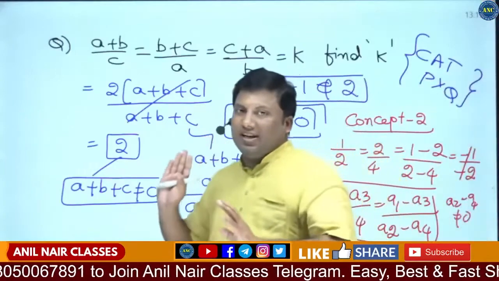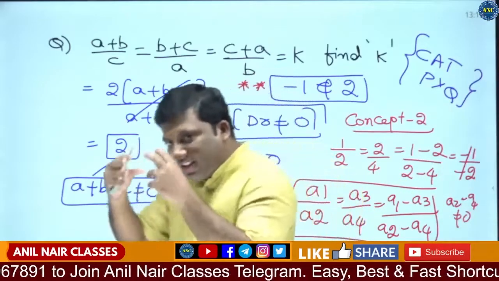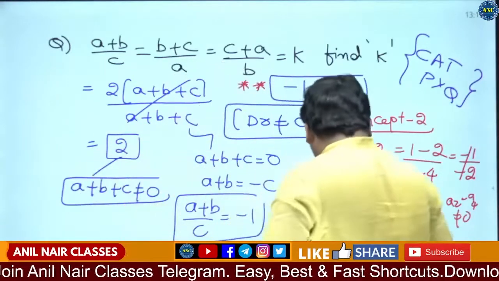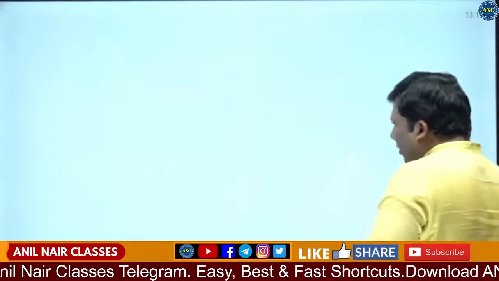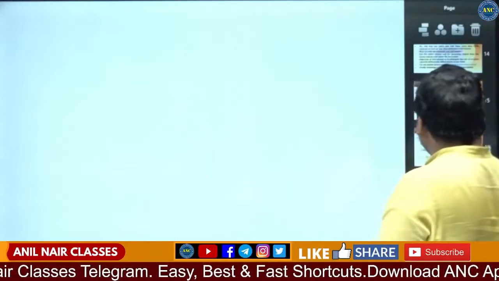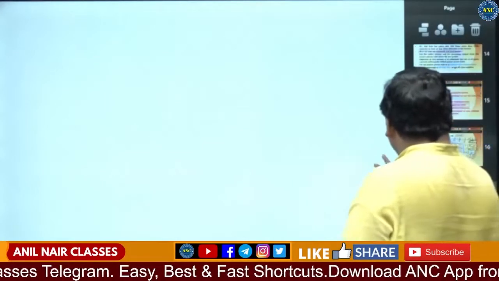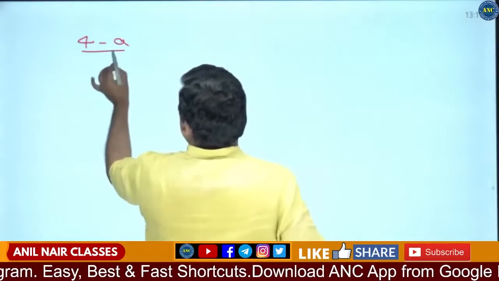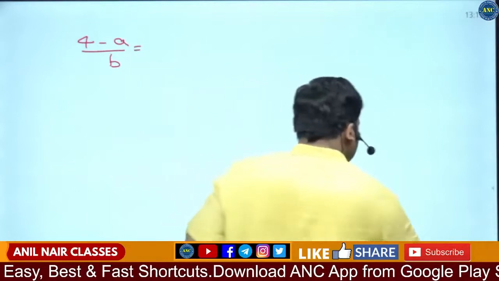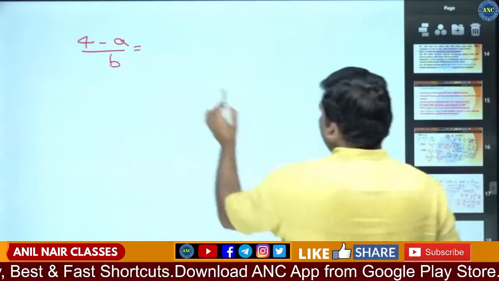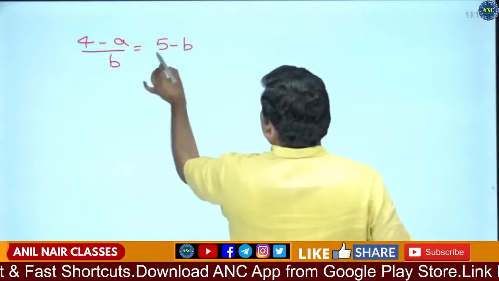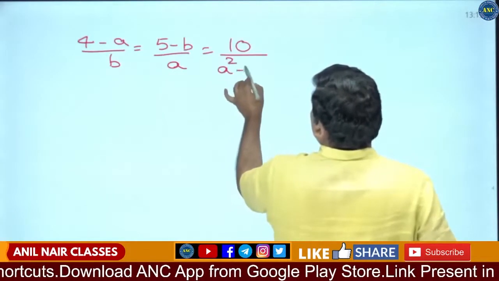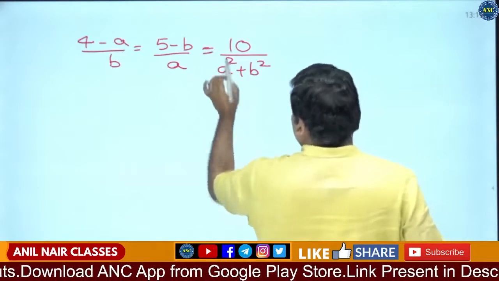One CAT previous year question. I will also tell you how similar these questions, whatever we are discussing, are to the examination standard. Now let us see the question. What is the question? 4 minus A by B is equivalent to 5 minus b by a, which is equivalent to 10 by a square plus b square.